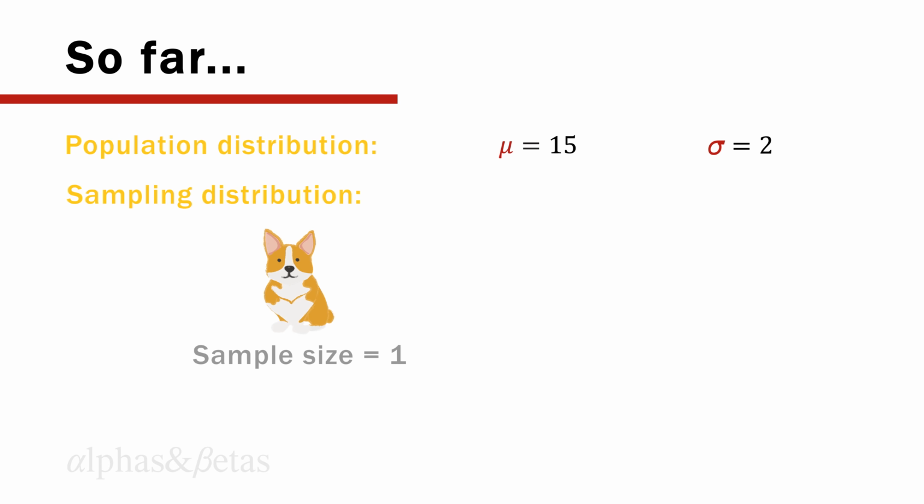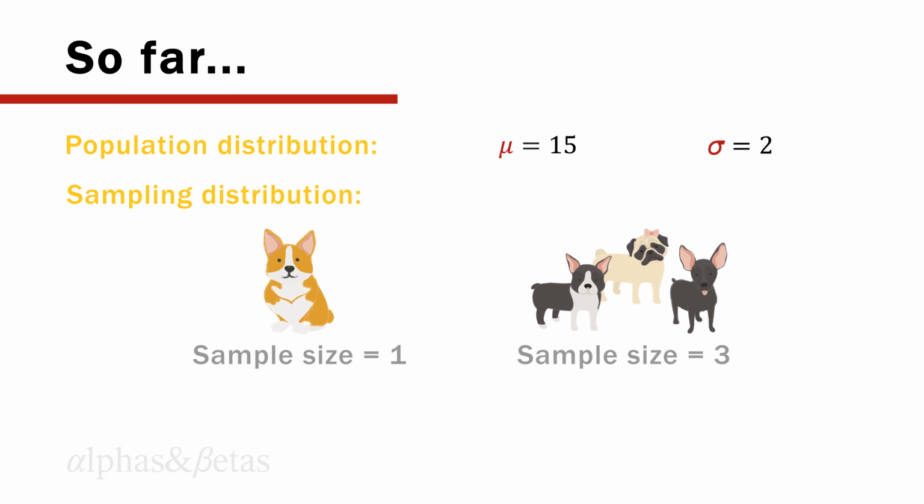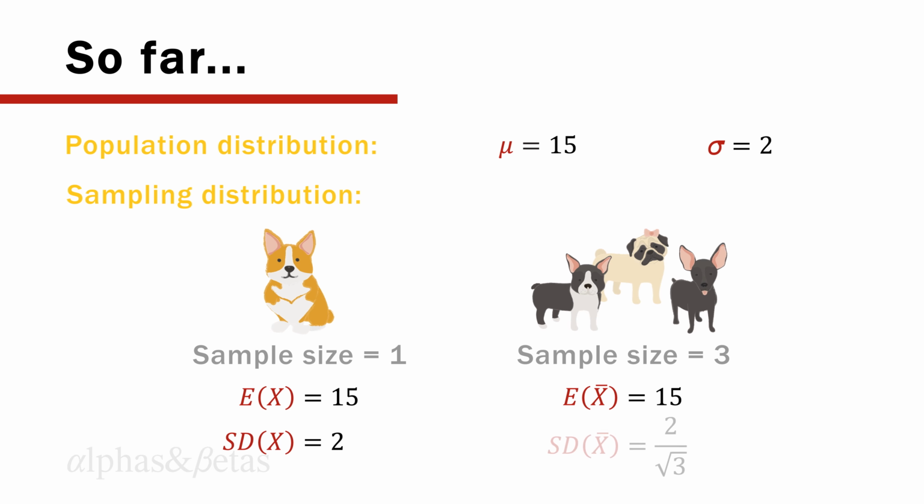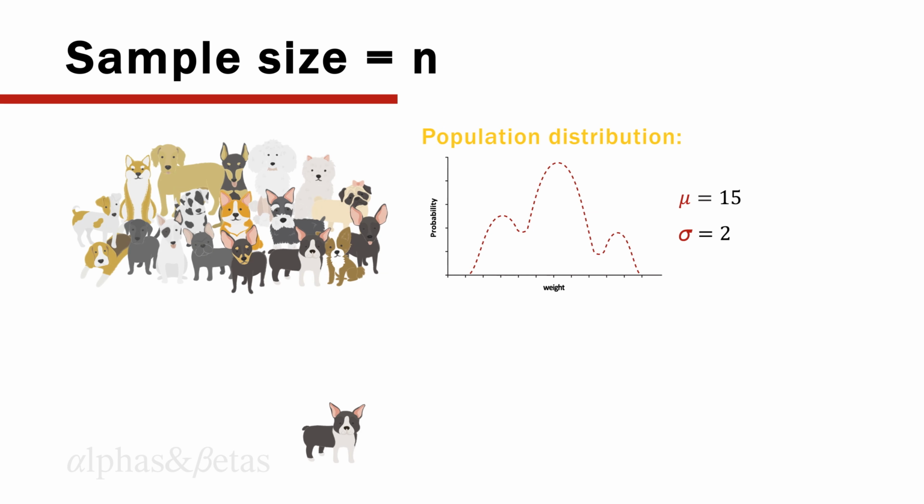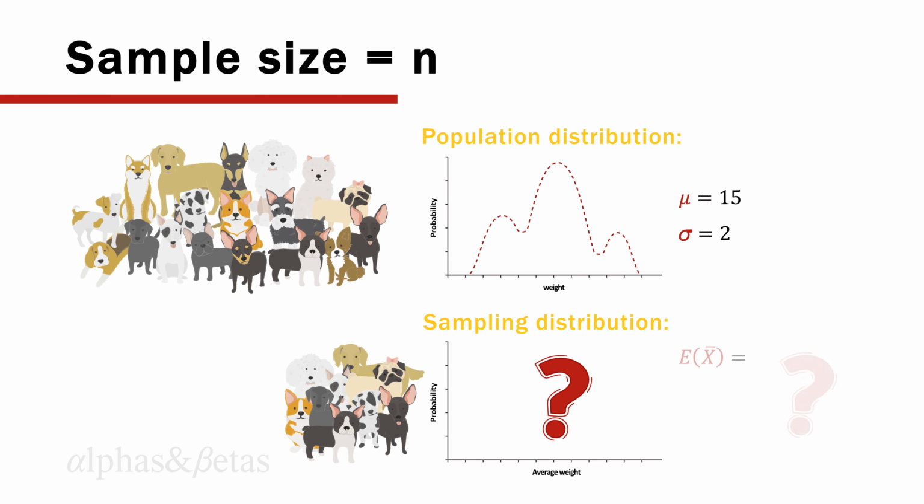So if you're drawing a larger sample and averaging the values, it doesn't change the expected value of the sampling distribution, but it does narrow the standard deviation from 2 to 2 on root 3. Interesting. What if you keep increasing the sample size? We want a general result that's going to work for any situation.